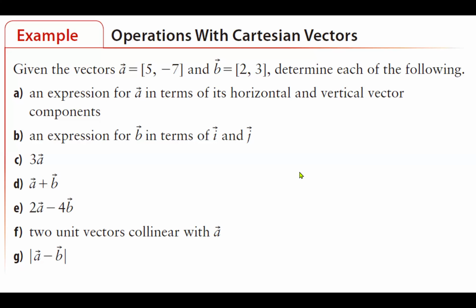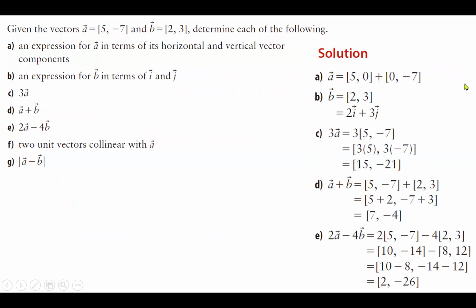Okay, have you finished? Let's have a look at the solution together. First question, A can be represented using this form: (5, 0) plus (0, -7), right? For question B, vector B can be represented as 2i plus 3j. Note that the two components 2 and 3 mean 2 times the unit vector in the first direction plus 3 times the unit vector in the second direction.